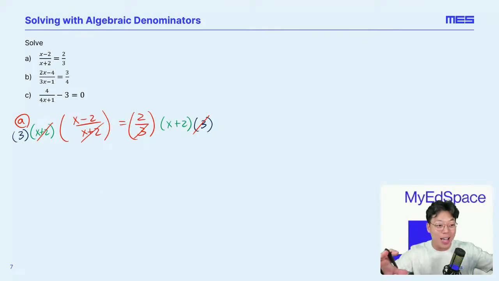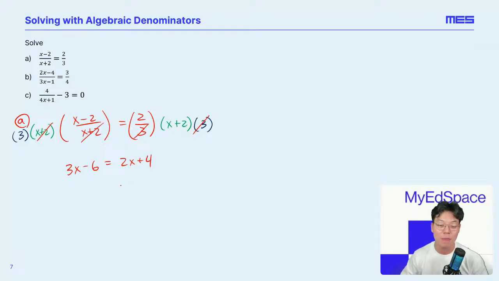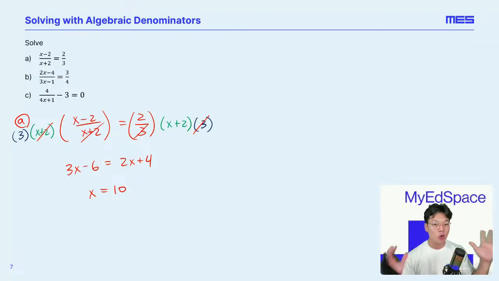So now you see why we were doing it the way that I suggested in the past, like 4 or 5 problems. Now this becomes so much easier. 3 times x minus 2 is 3x minus 6. On the right side, 2 times x plus 2 is 2x plus 4. We solve for x. X is equal to 10. Saved us so much time.